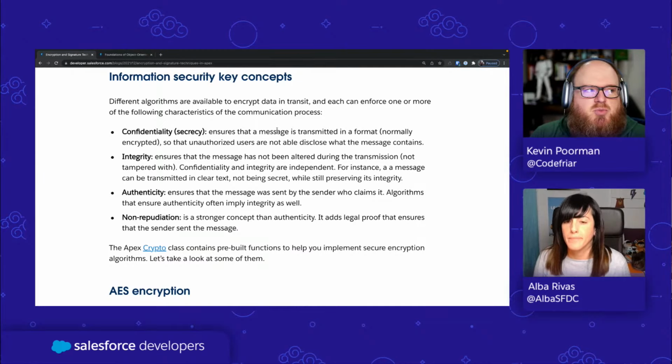Now, if you've ever played Telephone, do you remember this game? Do you have the same, Alba? I always talk about it as if everybody understands these cultural artifacts.